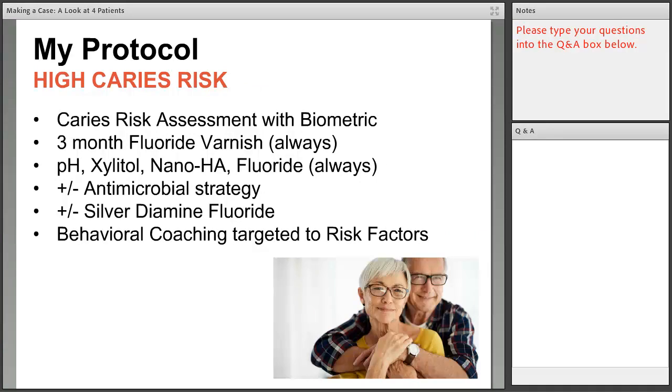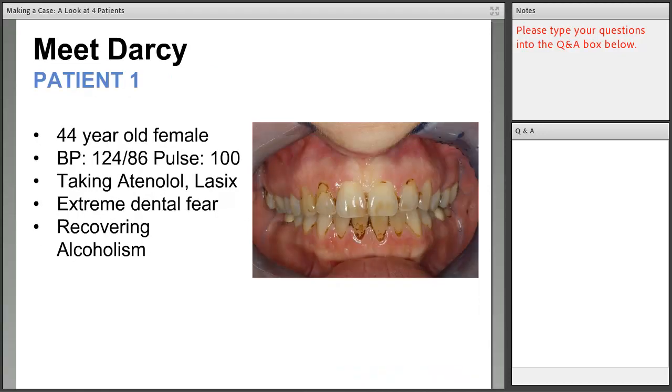And then for the high caries risk patient, again, same thing, caries risk assessment once a year with a biometric, always putting them on a fluoride varnish at least every 3 months. That's where the research is at. I'm always going to put them on pH xylitol nano-HA fluoride strategies. I may or may not use an antimicrobial strategy. I probably will. I may or may not use silver diamine fluoride. That's really patient dependent, what we're trying to accomplish, but certainly I've been using that for years, and I have great success with that material. And then at the end, also, I want to talk about behavioral coaching and target their risk factors and help them understand, again, how they can mitigate those risk factors and get healthy.